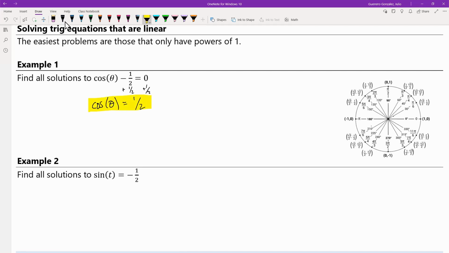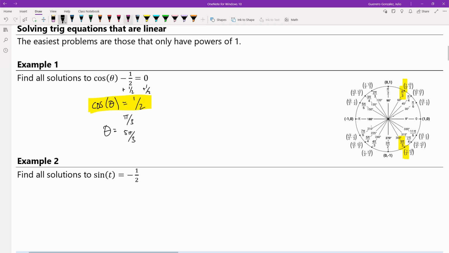This is our magic little thing that we're going to be using. We're going to look at our unit circle and see where cosine is equal to 1/2. The cosine is the x portion of our coordinates. So here's one and here's the other. So my two angles are those two. Then that means my angle theta has got to be equal to pi over 3 and 5 pi over 3.